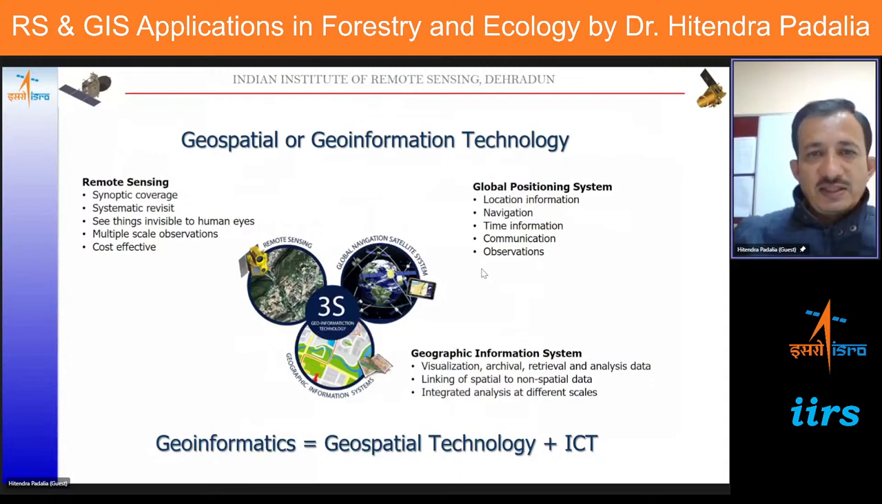As far as geospatial technology and geoinformation technology is concerned, most of you may be aware about these technologies. The advantage of remote sensing here is that it provides you synoptic coverage, it provides you periodic observation as well as multi-scale observations. And some of the observations which are even not possible with human eyes can be taken from the space-borne camera or any other remote sensing based sensors.